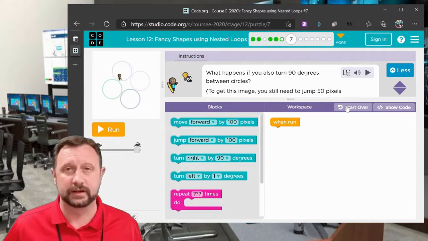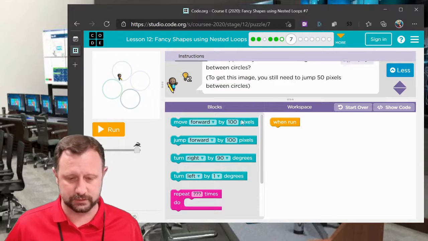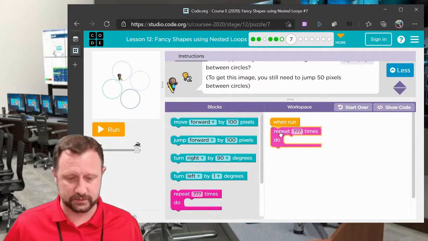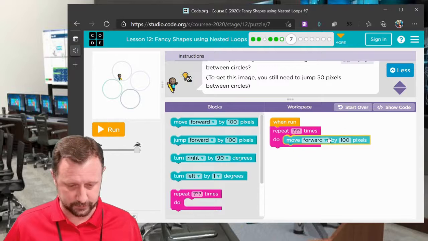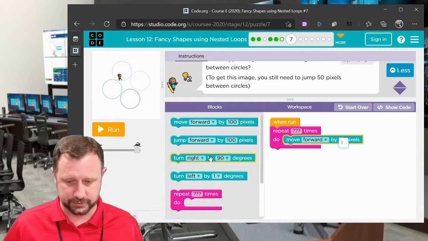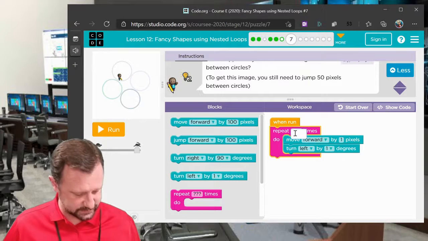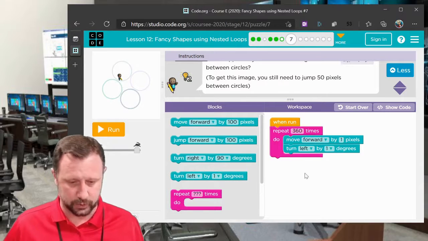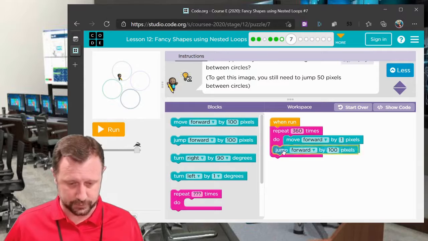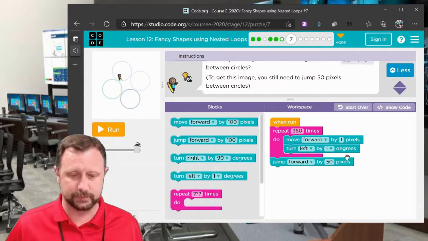Puzzle number 7. Let's take a look. What happens when you also turn 90 degrees between circles? So this means we're going to have to do the exact same thing as before. We're going to go forward 1 pixel. We're going to turn to the left 1 pixel. We're going to have to do that 360 times. We're going to have to jump forward by 50 pixels. That's what gets me to that next one.